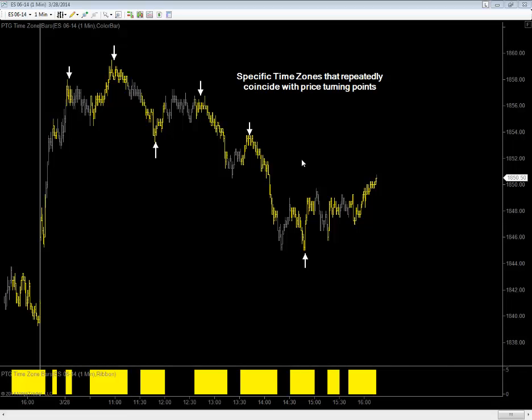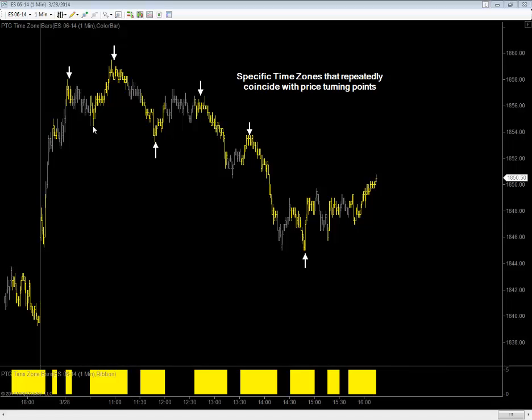What we want to point out though specifically is these time zones that repeatedly coincide with price turning points. And what I've done is I've marked key turning points throughout the day, and as you can see very clearly here, they do coincide with specific time zones. So as price rotated up here in the morning, it reached the peak right up into the time zone, and then we got a little bit of a pullback, followed by an actual low here.